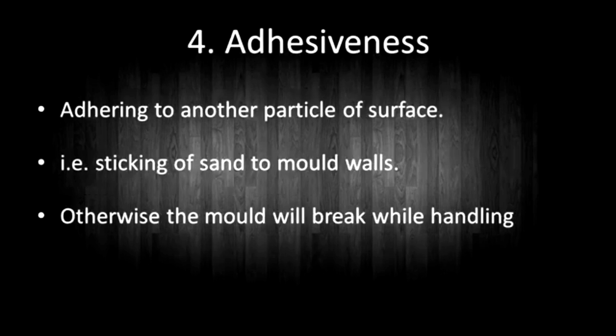The next property is adhesiveness. It is adhering to another particle. This property is important to prepare molds. Otherwise, the mold may collapse. For this purpose, clay is added into the sand. Adhesiveness is the sticking of sand particles to the mold wall so that the mold can be prepared.